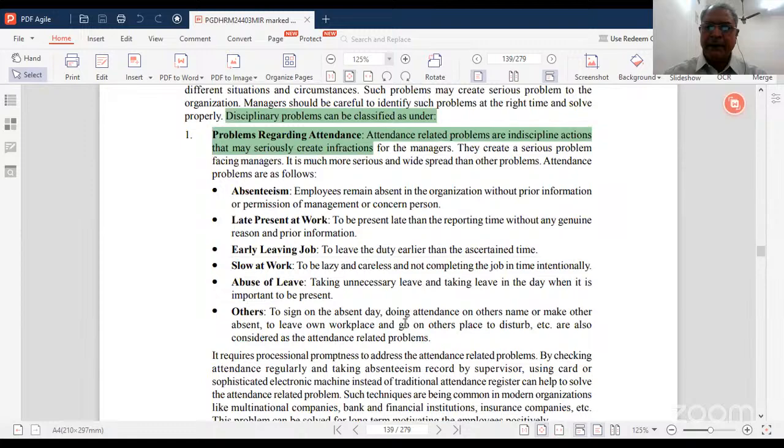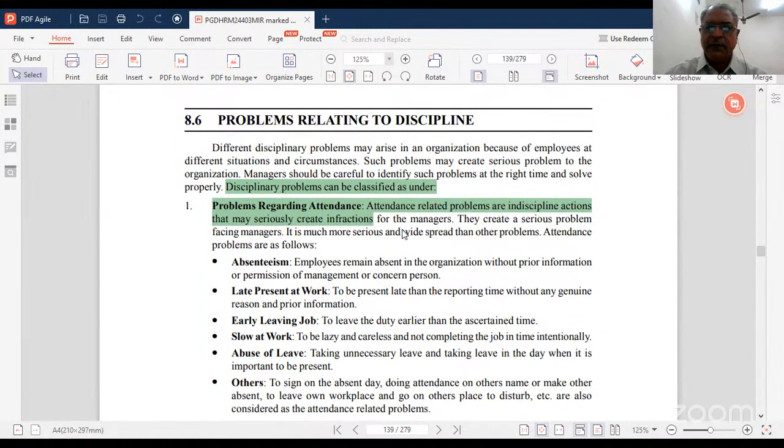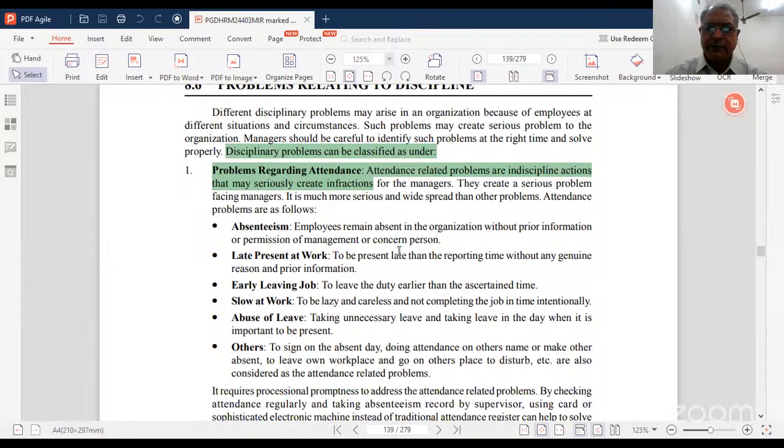What may happen if discipline procedures are not followed? What may be the result of non-compliance with discipline? Problems regarding attendance will come. If discipline procedures are not in force, problems will arise regarding attendance, so absenteeism will be more. Discipline problems can be classified as follows. One is problems regarding attendance.